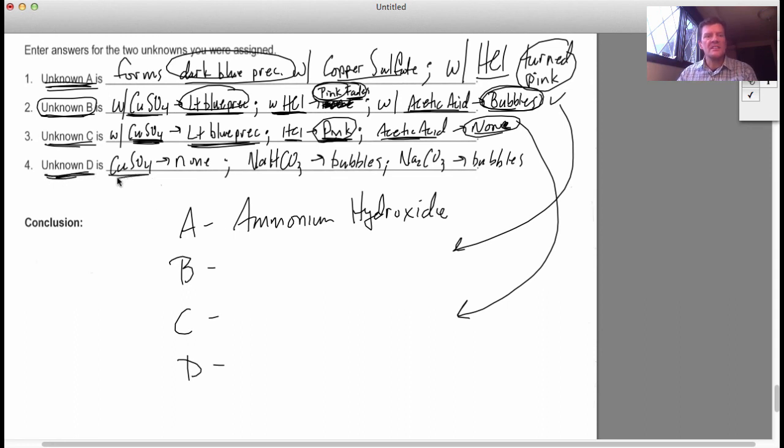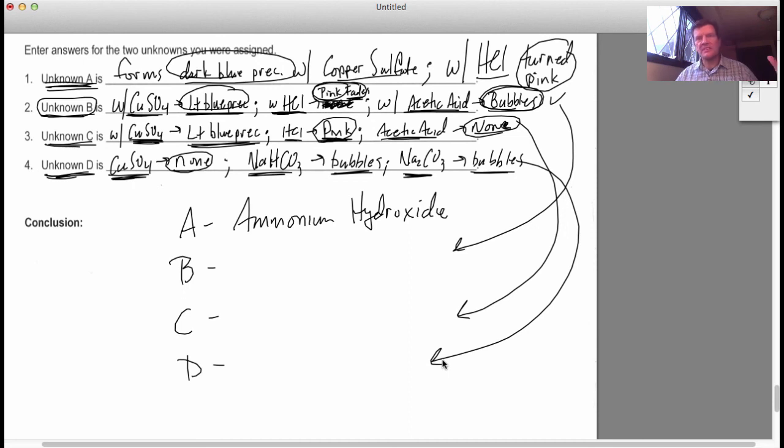Unknown D, I tested with copper sulfate again, nothing happened. Now right there alone, you might be determining what it is, but let's just double check. So I think I know what it is, but let's test it with sodium bicarbonate. I saw bubbles, and I'm going to confirm one more time. I'm going to test it with just sodium carbonate, and I got bubbles again, and you should be able to tell me what unknown D is. Okay?